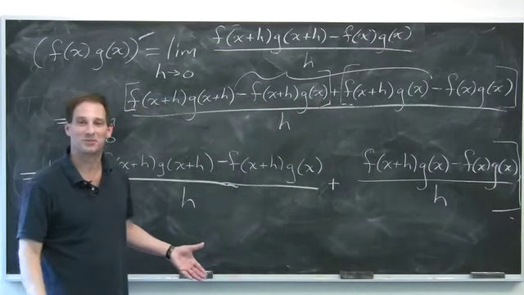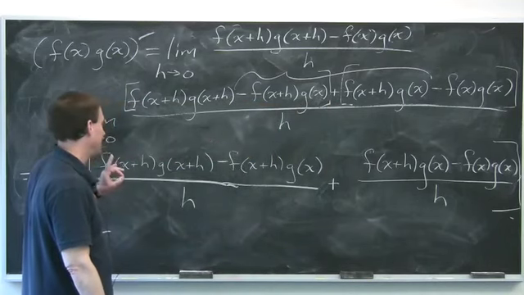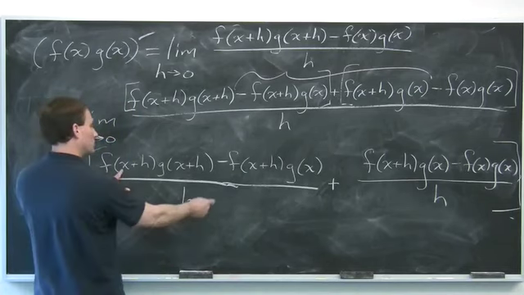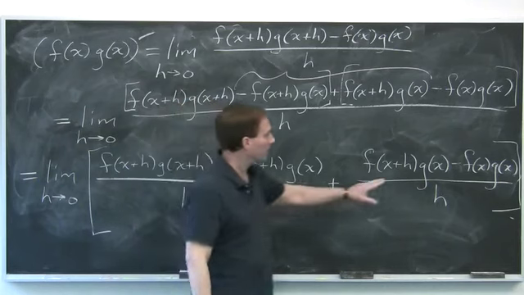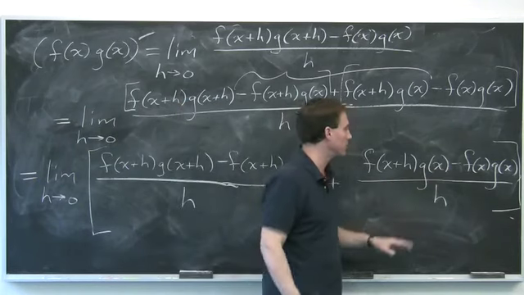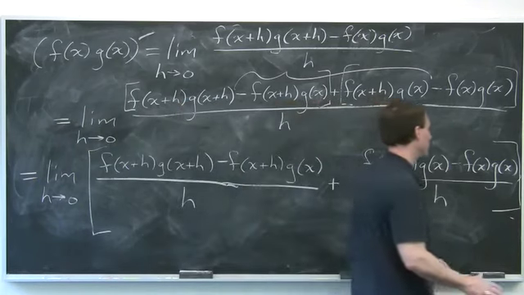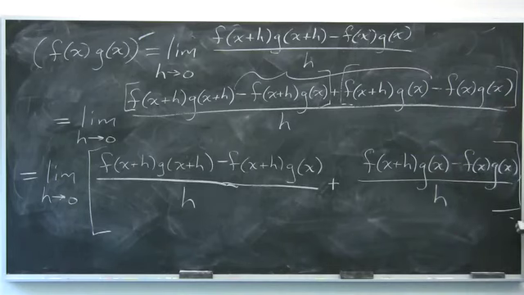How does this help? This may look much worse to you. Actually, it shouldn't, because there's an f of x plus h term here and here that we can factor out, and a g of x term here and here that we can factor out. And what you're left with, after you factor those things out, are two things that look very much like the limits that occur in a derivative, which of course is where the product rule comes from.